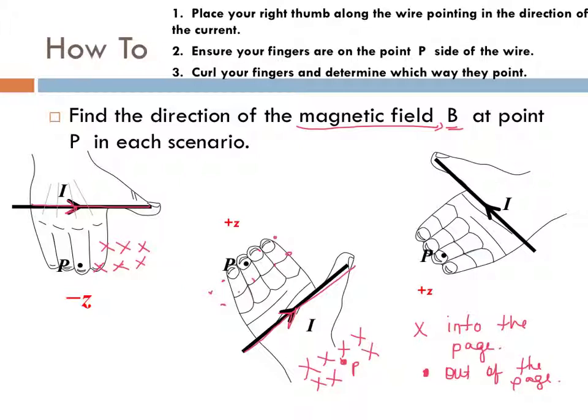In this last example, I have my current going in this direction, so our thumb points out in that direction. Our fingers curl around the wire, so at point P, it is coming out of the page, and we're going to represent that again by dots. If I wanted to know the magnetic field at this point P, our fingers continue to curl all the way around, so our fingers are going into the page at that point, so that would be more X's.